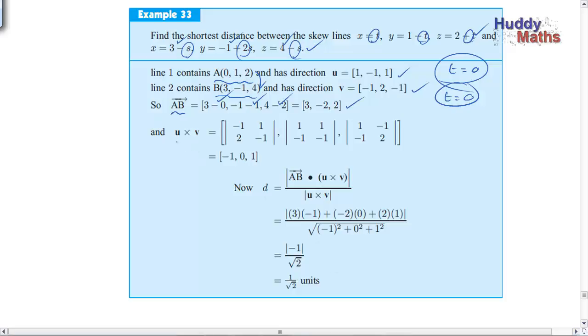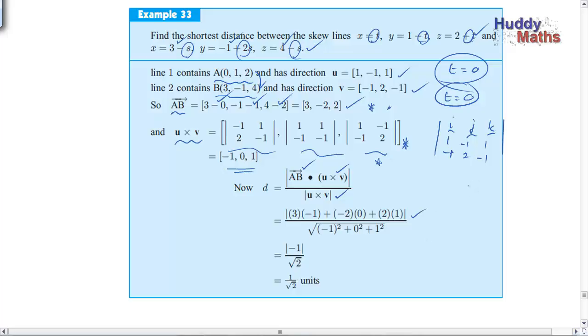We now need the cross product of U and V. So again, you probably would like to do it this way: 1, neg 1, 1, neg 1, 2, neg 1, and then do our cofactors, and we've got neg 1, cofactor matrices 2 by 2's there, neg 1, 0, 1. And so what is this D? We want to project this vector in this one's direction, so it's AB dot U cross V over the length of U cross V. So AB dotted, so this one dotted with this one gives us that one.